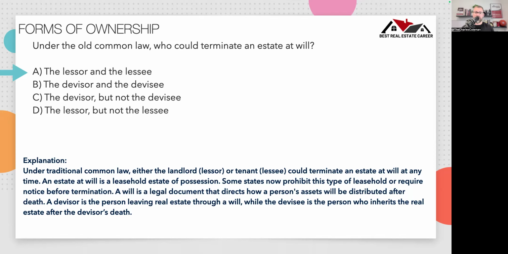Some states now prohibit this type of leasehold or require notice before termination. A will is a legal document that directs how a person's assets will be dispersed after death. A devisor is the person leaving real estate through a will, while the devisee is the person who inherits the real estate after the devisor's death.